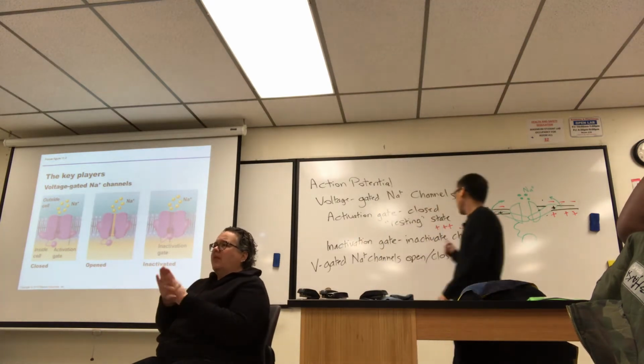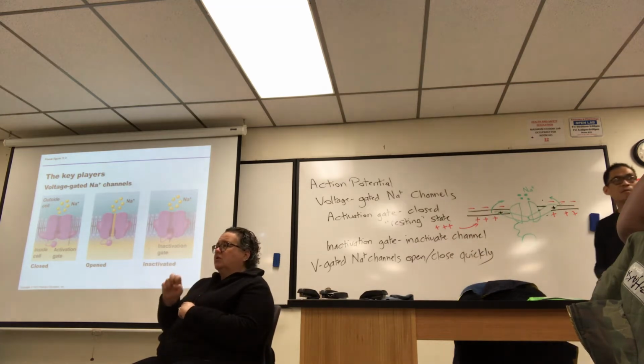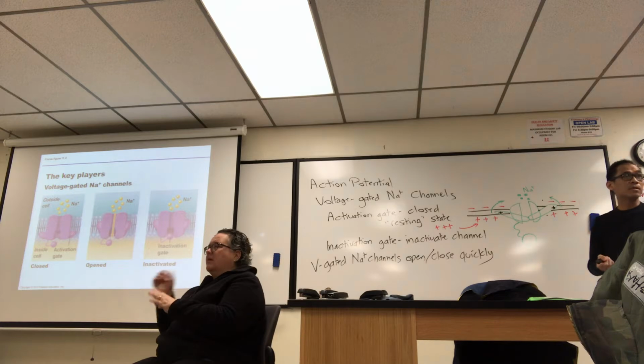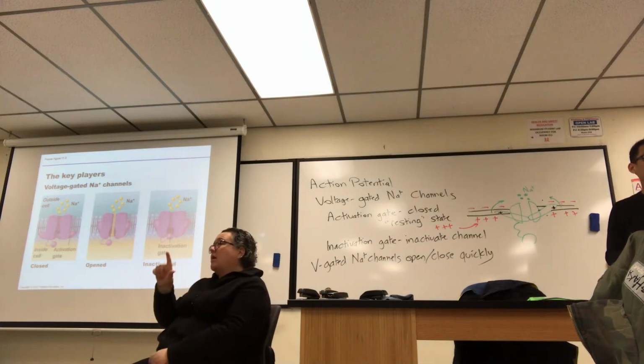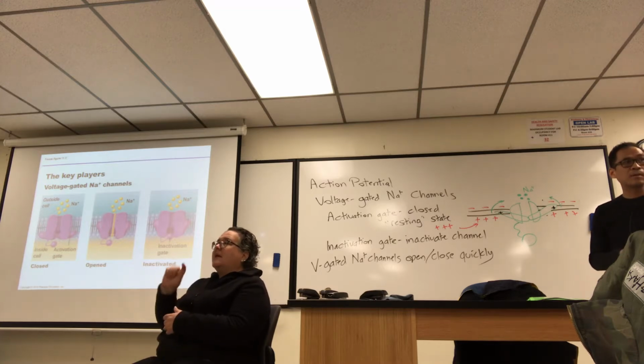So what opens this gate is a change in voltage. But what opens a ligand gated channel? A ligand, something binds to it. That's not a change in voltage. Right? So in this class, when we were talking about ligand gated channels, what was the ligand? It was ACh, right? It was a chemical, it was a neurotransmitter.